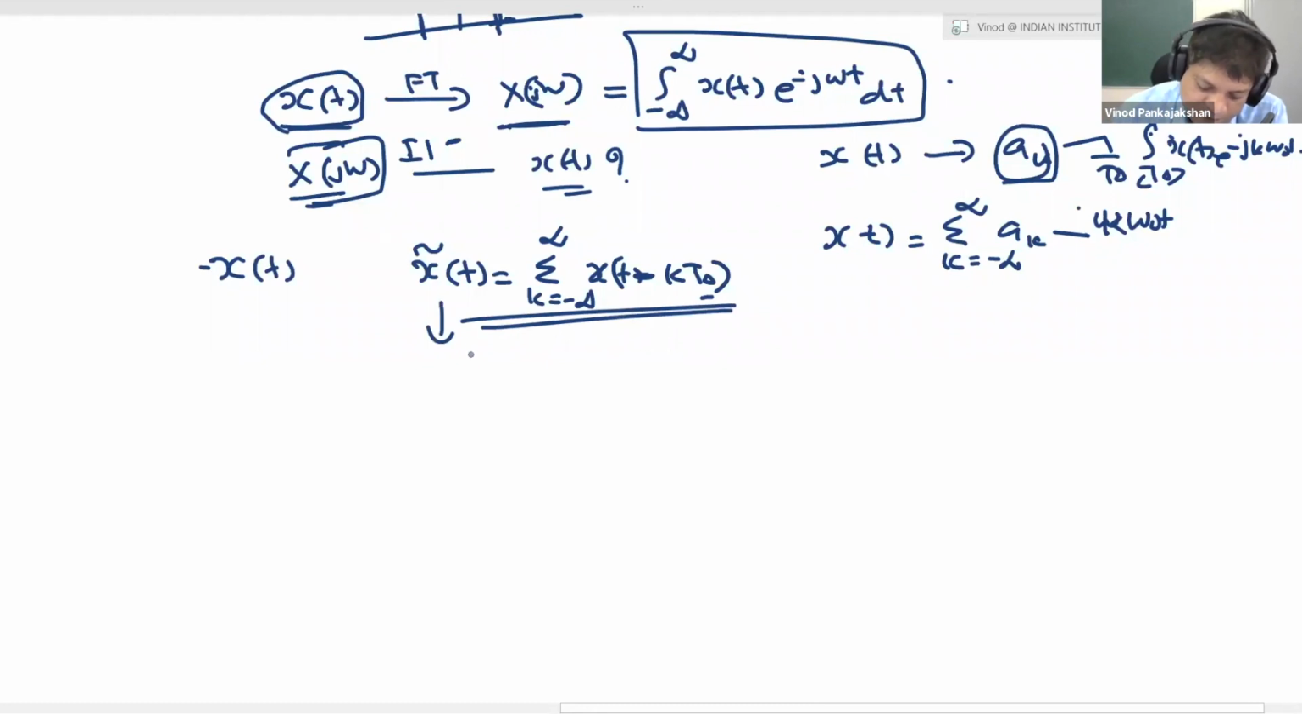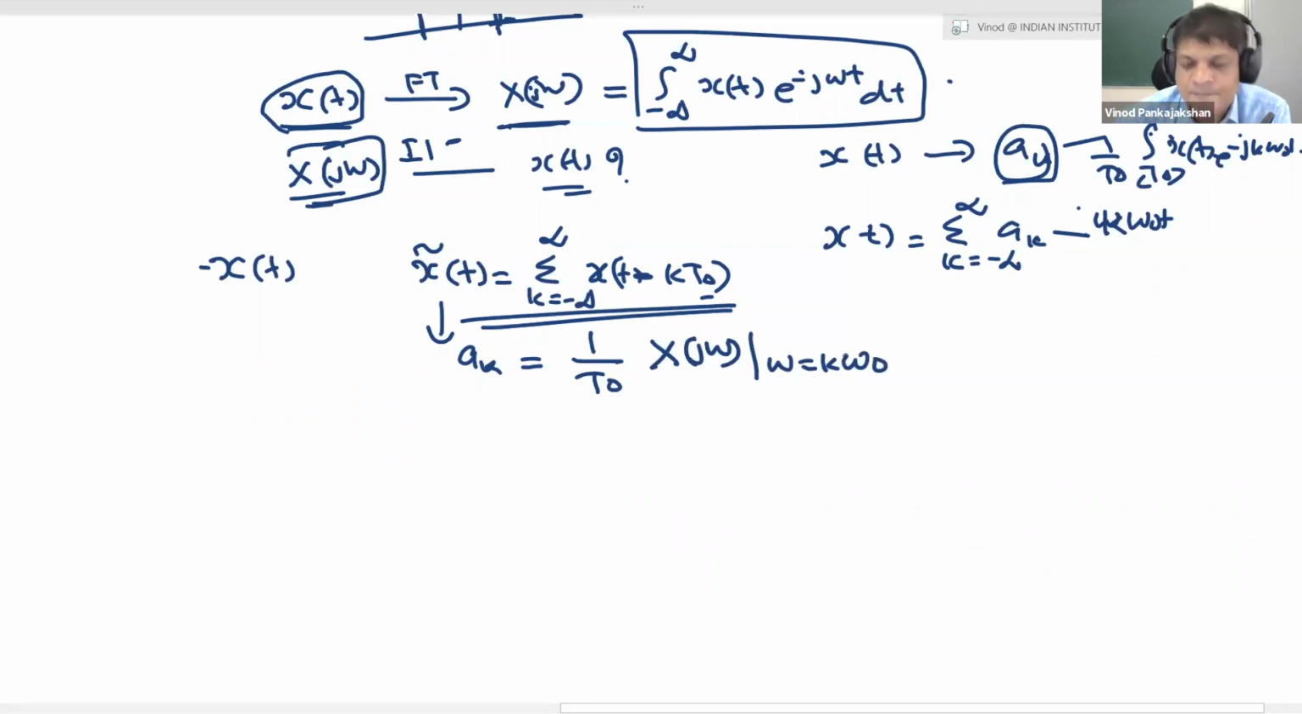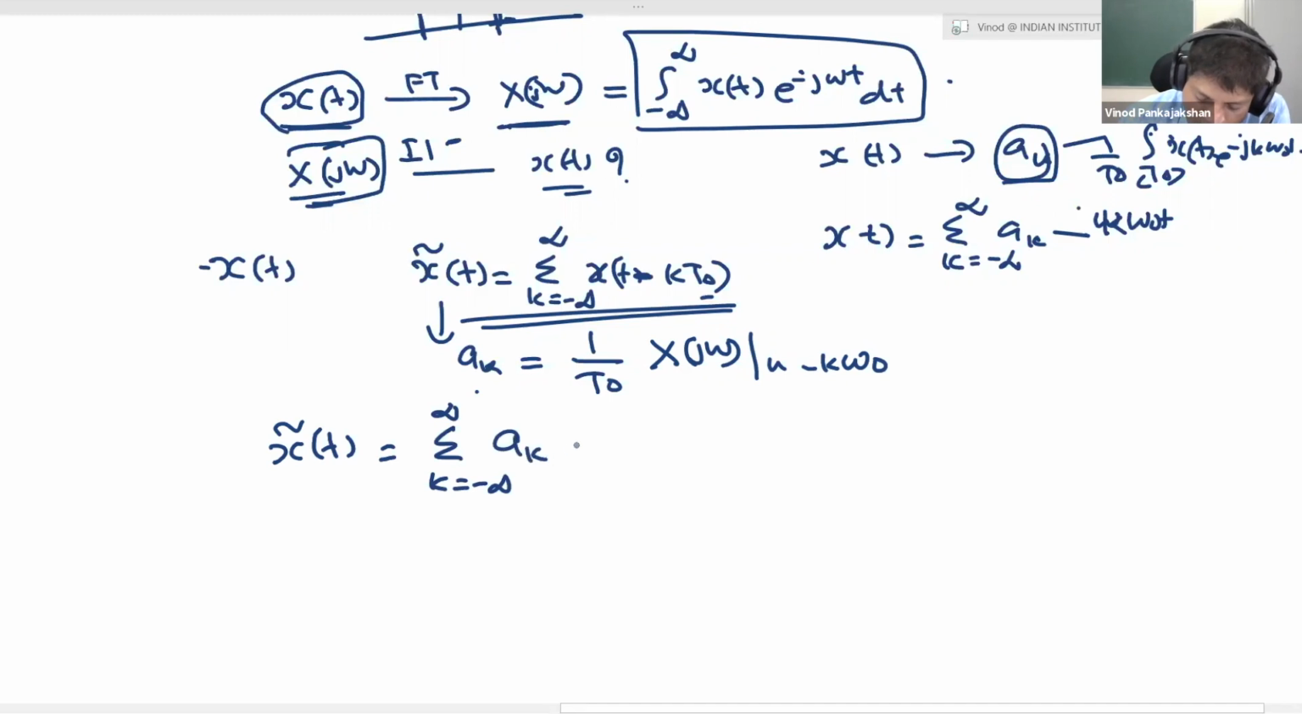Then we find the Fourier series coefficients a_k, that is 1 by T naught X of j omega. This we derived earlier for finding this X of j omega. Now, if these are the Fourier series coefficients, can we write x tilde t as summation minus infinity to infinity a_k e to the power j k omega naught t? a_k are the Fourier series coefficients of x tilde t. So we can write this x tilde t in terms of its Fourier series coefficients.